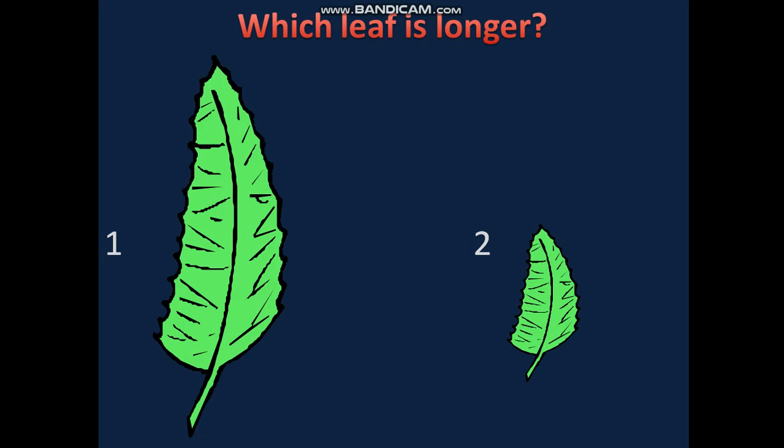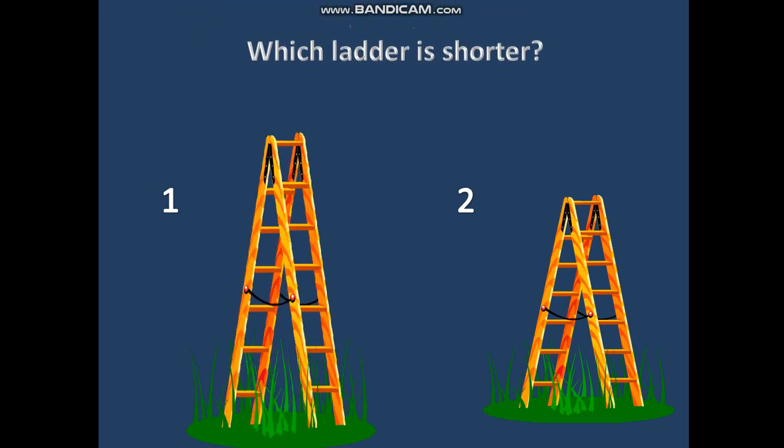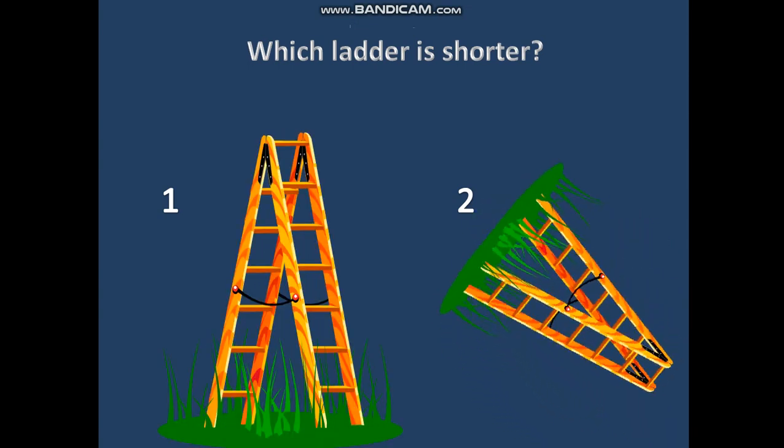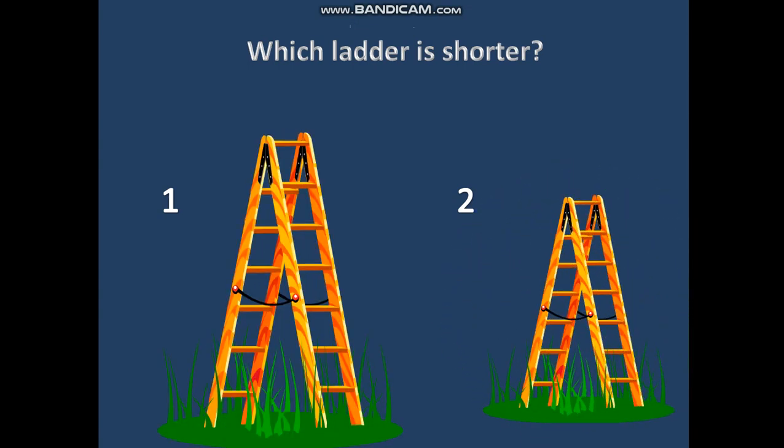Which leaf is longer, leaf number 1 or 2? We can say number 1 leaf is longer than number 2 leaf. Similarly, which letter is shorter? Number 1 letter and number 2 letter are here. We can say number 2 letter is shorter.